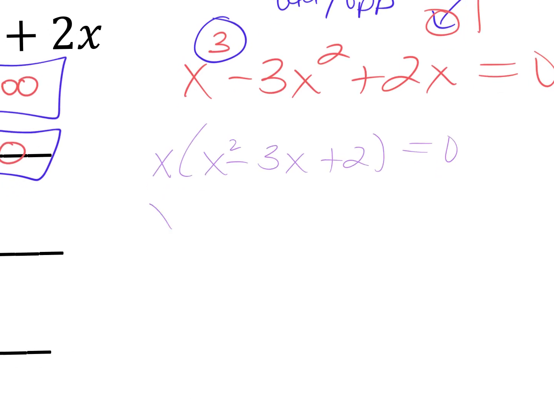Can I factor that more? Yep, you sure can. What are the factors of positive 2 that multiply to give you positive 2 but add to give you a negative 3? X minus 2 and x minus 1. Now we take each piece and we set it equal to 0. So x equals 0, x equals 2, and x equals 1. Those are your zeros.